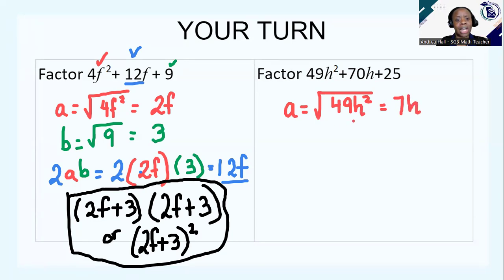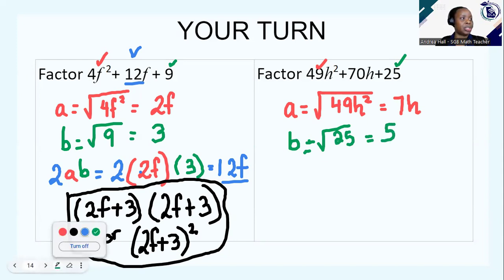You can put this in your calculator. I hope you guys know you can put the square root of 49 in your calculator. All right, b. And by the way, a was here. All right, so b, looking at this last one over here, looking at the square root of 25. Okay, square root of 25 is 5.